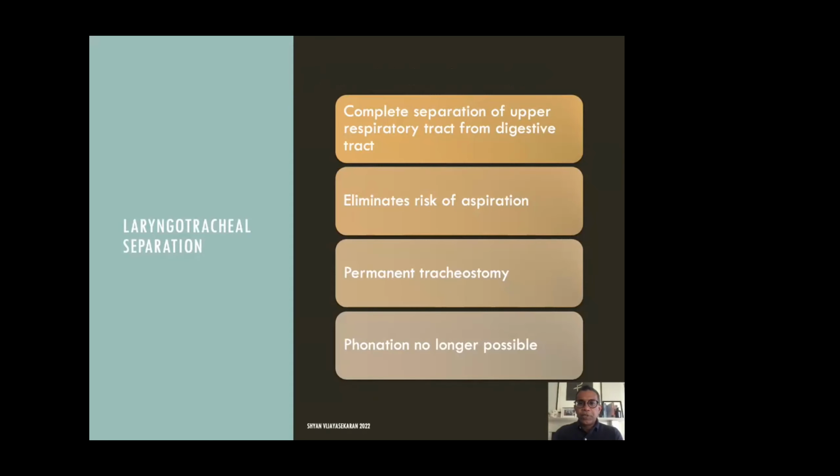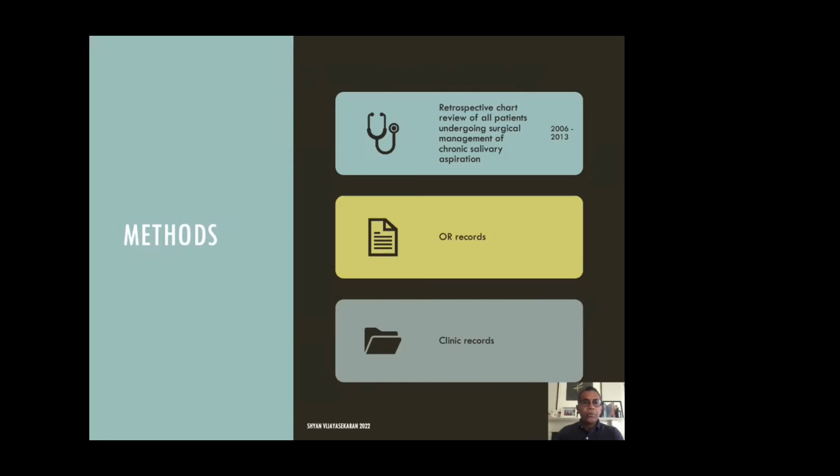Laryngotracheal separation or diversion operations are offered to patients who fail salivary gland surgery. Usually, these patients are tracheostomy dependent, gastrostomy tube fed, have severe neurological dysfunction, and are nonverbal. I would like to report to you a retrospective chart review of all of our patients who underwent surgery for chronic salivary aspiration between the years of 2006 and 2013.